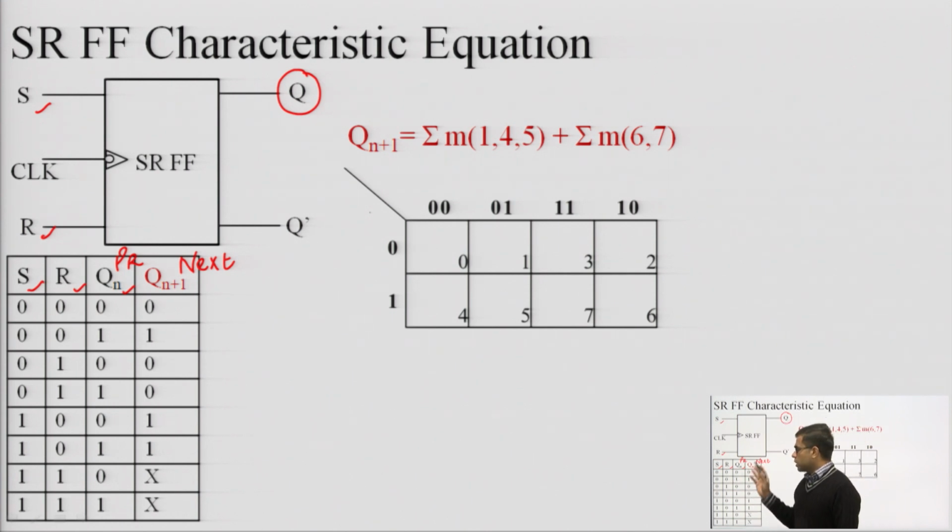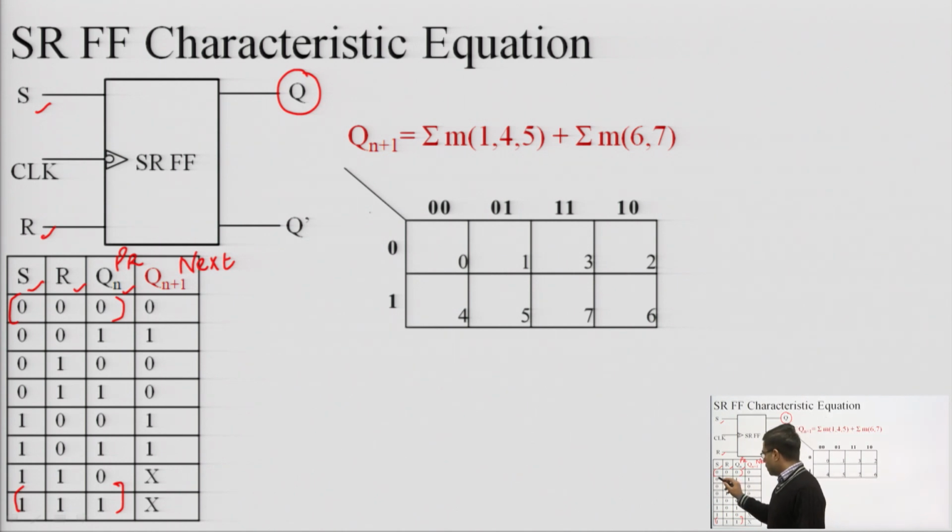So for S, R, Qn, 3 variables are there, so we have mentioned 8 cases from 000 to 111. We can see that we have covered all possible cases for SR. Now the SR truth table is also known to us, which says that for 00 there will be no change in the output, for 01 the output will be 0, for 10 the output will be 1, and 11 is considered invalid.